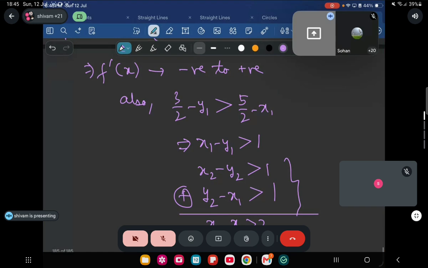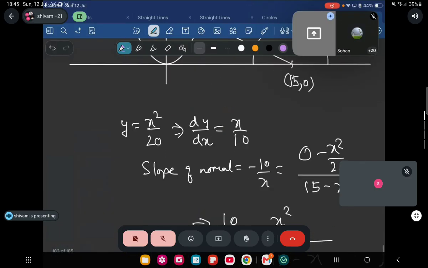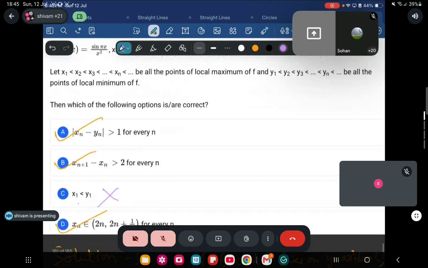No, I'm not adding this one. This is the answer of option B. Okay, this is another option. Here I proved that the distance between consecutive points is greater than 1. This is another way of proving option B. Are you getting it? So you people understood that options A, B, and D are correct.